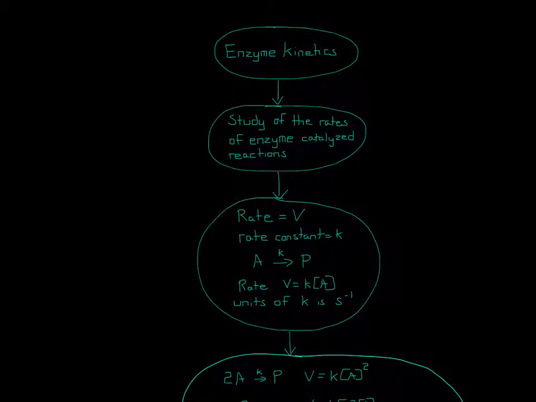So rate is designated as V, okay, because it's going to stand for velocity of the reaction. And so K is going to be designated as the rate constant. So if you have a reactant and then you have a product right here, the rate constant is going to be K. So you can write this as rate equals V equals little k multiplied by the concentration of A. So the units of this K is going to be S to the negative 1.